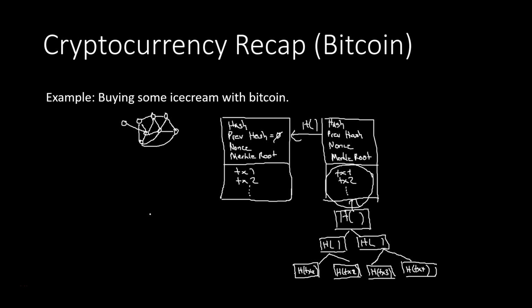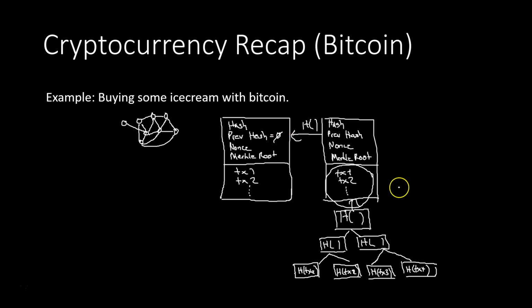This is a recap on how cryptocurrencies work with an example in Bitcoin. So this is an imaginary state of the Bitcoin network. We have here a bunch of nodes connected. Some are better connected than others, but this is just natural in a distributed system. And then we have some current blockchain structure going on here.